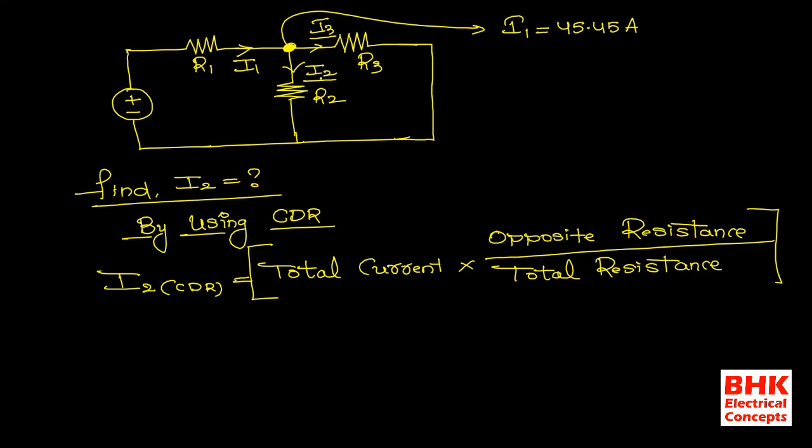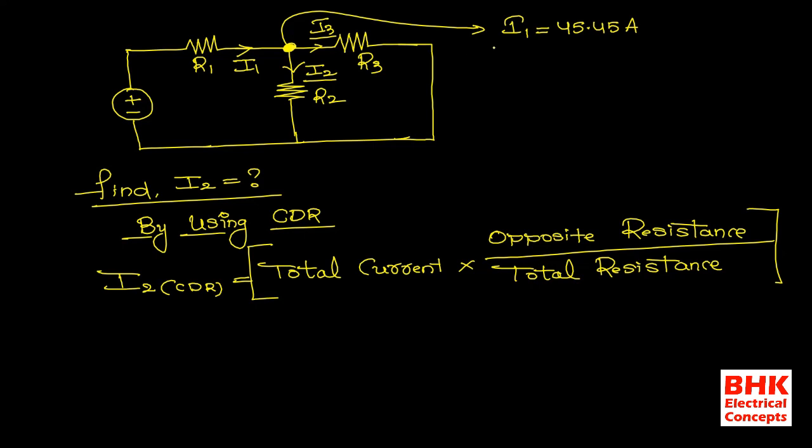Why? Because I2 is divided from the current available at the junction point and flows through R2, and I3 is also a current which flows through R3 and which is divided from the current available at the junction point. That is the reason why we need to consider only the branches whose currents are divided from the total current available at the junction point. Simply we can say, in which branches the current is divided from the junction point, those are the ones we consider.